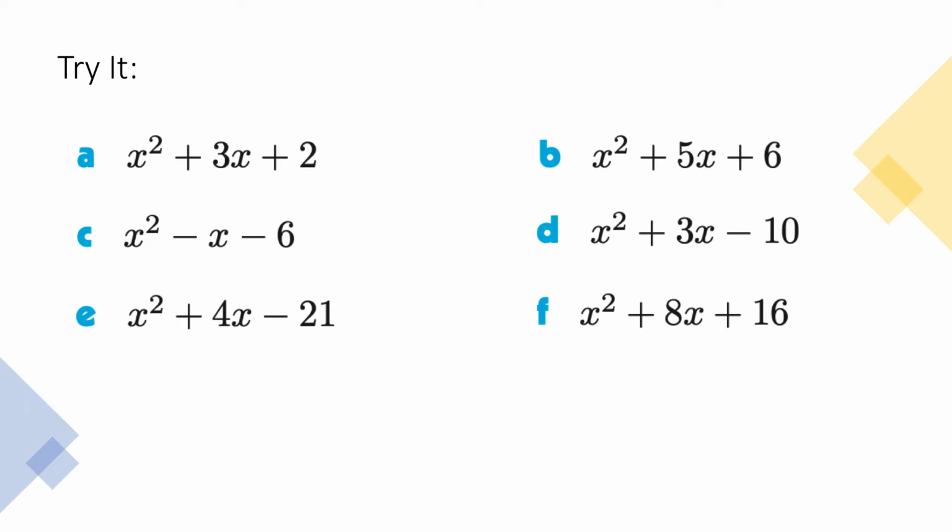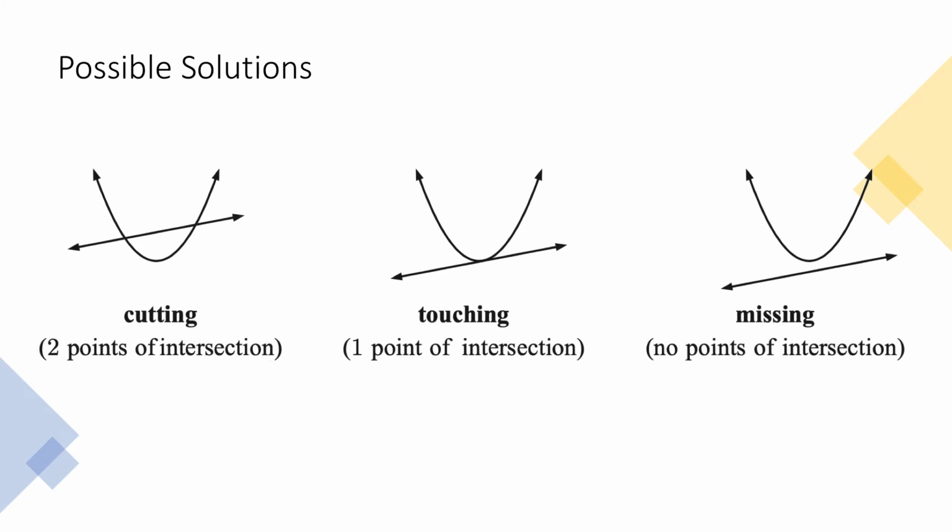So here are 6 for you to try out to see if you can factor these out, because this is a prior knowledge skill that we're going to need before we can continue solving simultaneous equations where we have one of them that is not a straight line. All right, so going back to possible solutions, we can have either 2, 1, or none of our solutions when we have a quadratic with a straight line.